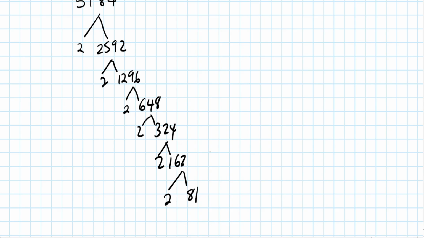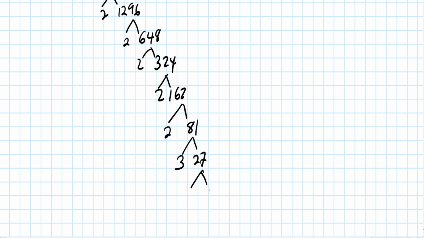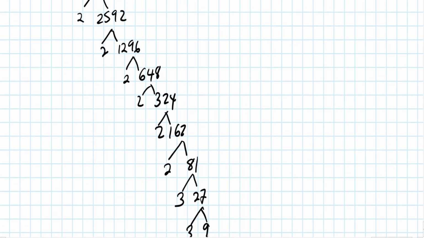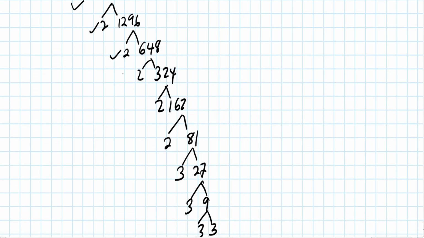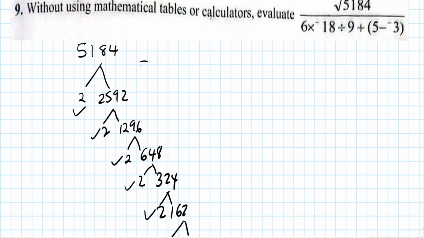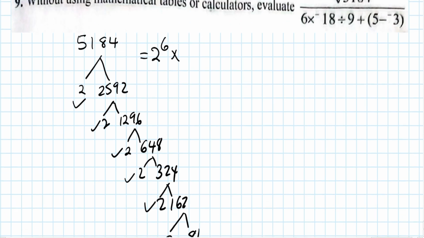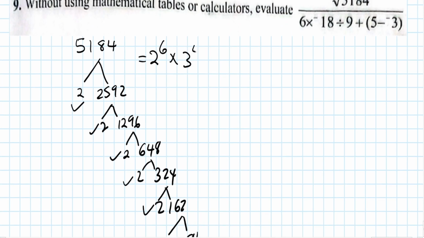Then divide by 3. It gives you 27 and 3. Okay. Then divide by 3 again. 9 and 3, and then 3 and 3. So if you look at this, how many 2's do you have? 1, 2, 3, 4, 5, 6. And we have 4 3's. So it's 2 power 6 times 3 power 4. Okay, so you write it as 3 power 4.